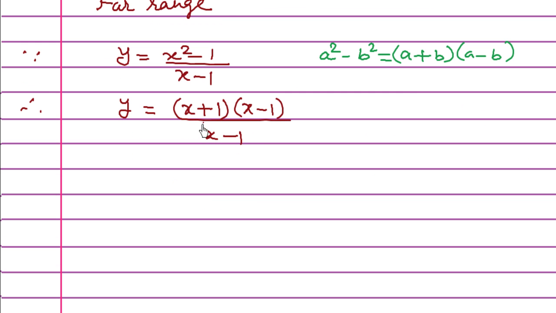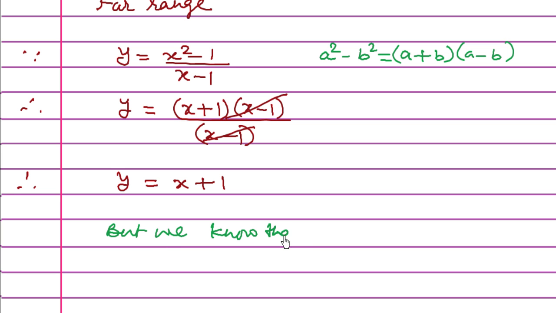Now look here, in the numerator and denominator x minus 1 is common, so it will eliminate each other. Therefore y is equal to x plus 1 we have, but we know that x is not equal to 1, because we have just found the domain of this function, which is any real number except 1. So this equal sign will convert into not equal.